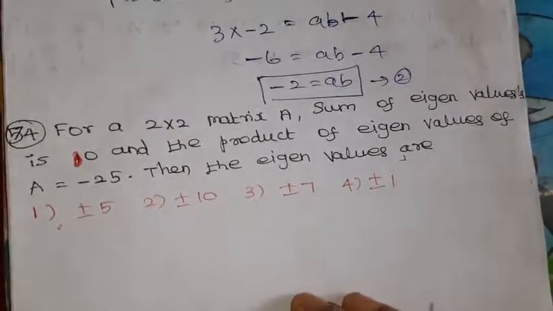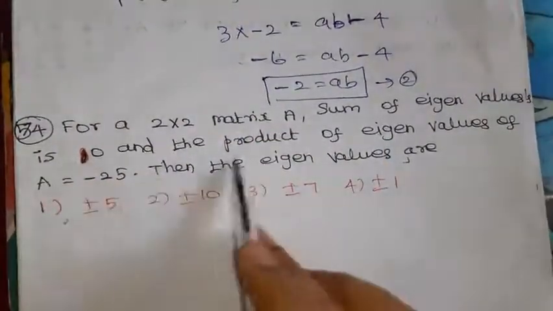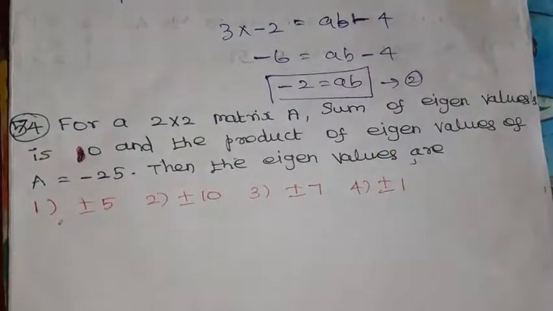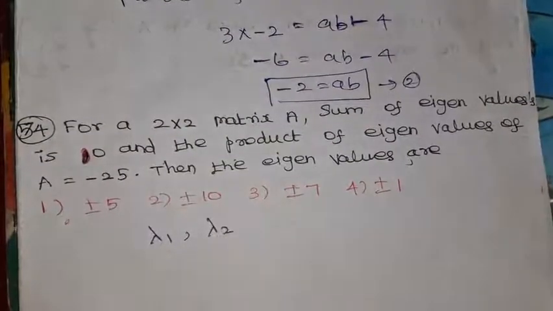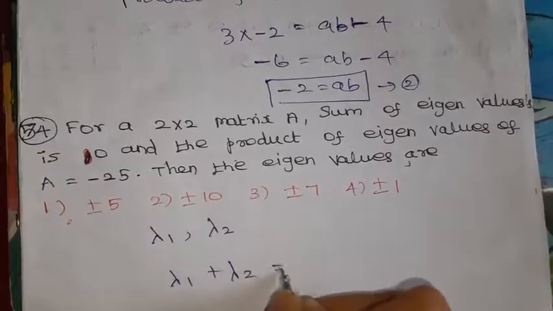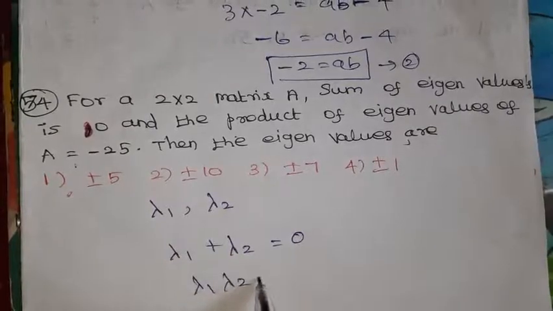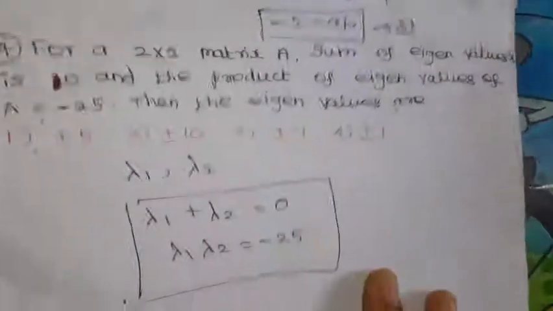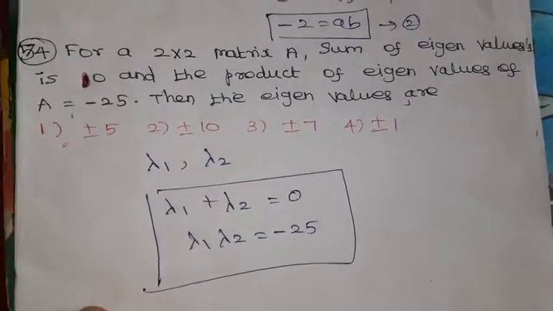For a 2 cross 2 matrix, the sum of eigenvalues is 0. Okay. Then the product of eigenvalues is minus 25. So what is given? It is a 2 cross 2 matrix, so we will have two eigenvalues, lambda 1 and lambda 2. Sum of eigenvalues equal to 0. Then the product of eigenvalues of A, that means lambda 1 lambda 2, is minus 25. From the options we'll check which one satisfies these two equations.